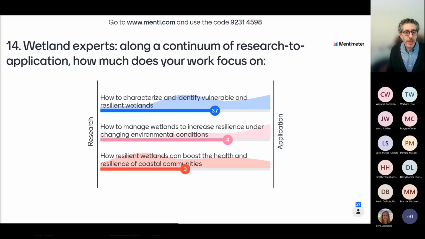So looks like we're seeing, when we think about this continuum, probably how to manage wetlands to increase resilience under changing environmental conditions is pretty much the top one for wetlands experts in terms of their amount of work. A little less than that is how to characterize and identify vulnerable and resilient wetlands, but very, very close.